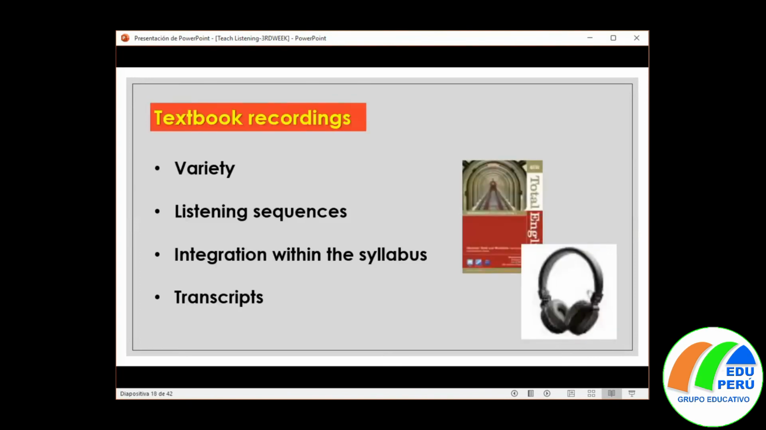Transcripts, no, we can find the transcripts. At the end of the textbooks, you can find the transcripts. For example, if you notice that your students couldn't understand a text, or maybe that the listening is too long for your students, you can give them the transcripts in order to check what they're listening to. All right, this is the last activity, to check.